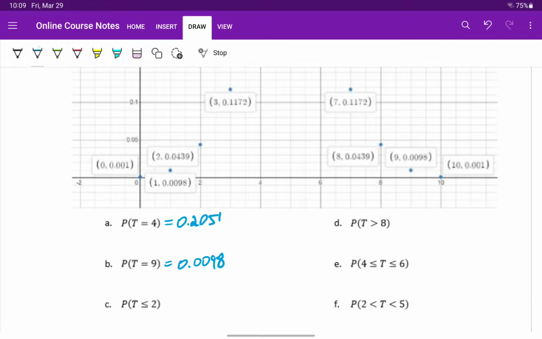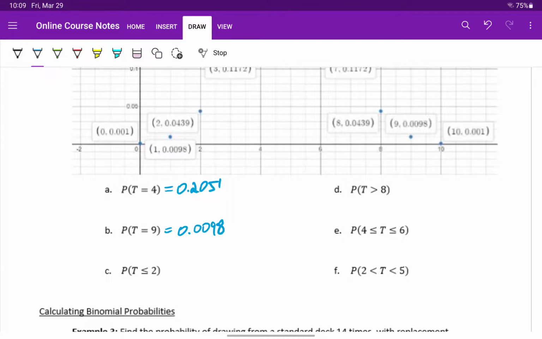Those were examples of two very easy cases where literally we just find that point and read the probability. But we can also look at more complicated probability statements. For instance, in part C, the probability that t is less than or equal to 2, meaning what's the likelihood that we get tails 2 times or fewer. This is the same thing as the probability of getting tails 0 times plus the probability of getting tails 1 time plus the probability of getting tails 2 times. Since those are mutually exclusive events, we can find those individual probabilities and add them together.